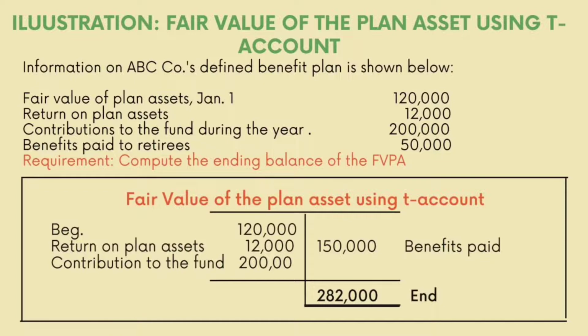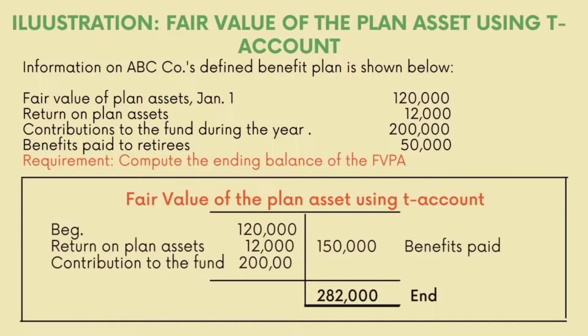Using the T account, let us compute the ending balance of fair value of plan assets. The beginning balance, return on plan asset, and contribution to the fund are on the debit side, which are 120,000, 12,000, and 200,000 respectively. While the benefits paid is on the credit side, which is 50,000.